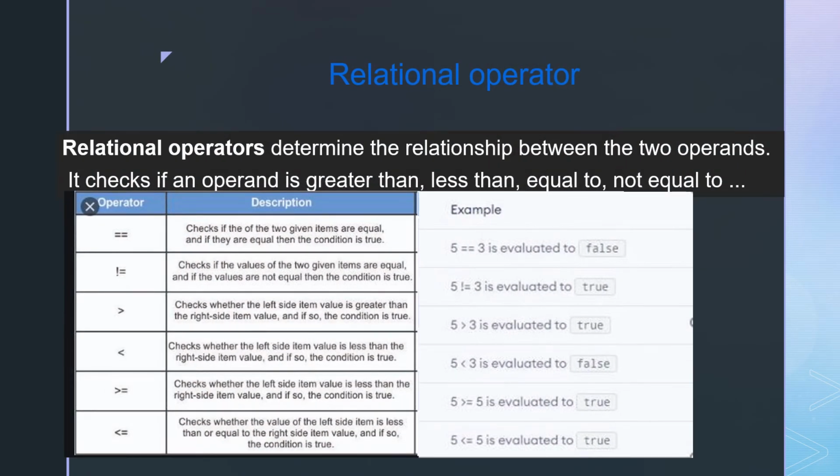Here, relational operators. Relational operators determine the relation between the two operands. It checks if an operand is greater than, less than, equal to or not equal to. Double equal to sign shows the equal identity. An exclamation mark before equal to says it is not equal to. Then greater than, smaller than sign. Here too we have two more signs, greater than or equal to and smaller than or equal to. That means it will compare both things, whether the number is greater than or equal, or smaller than or equal.